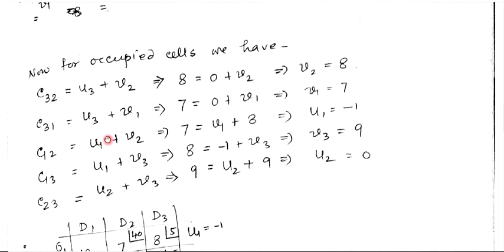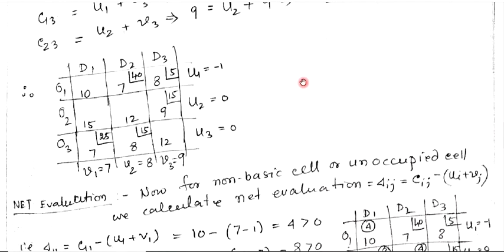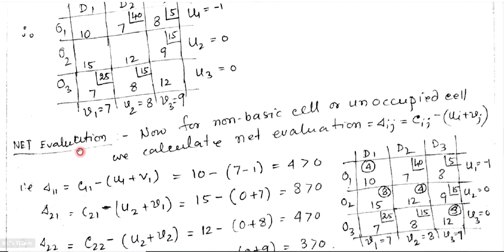Since 1 2 gives u1 plus v2, 1 3 gives u1 plus v3, and 2 3 gives u2 plus v3, according to that you put the values and we get all ui and vj values. After getting all these values, we should put the values in this way. After that, the next step is that we have to find out the net evaluation.